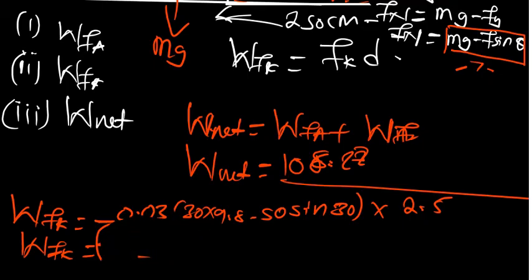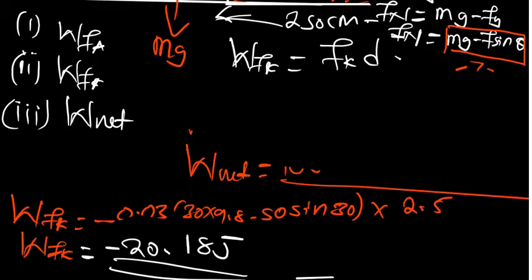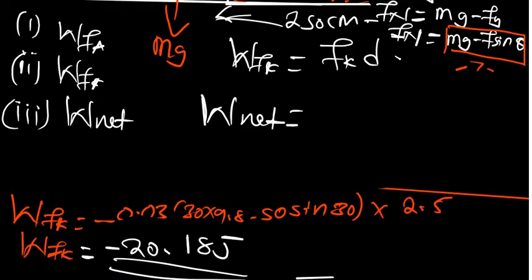So 20.18 joules is going to be my work done by the friction force. Now to find the work net, this is where you need to be very careful. The work net is the addition of the work done by the applied force plus the work done by the friction force. You know that the work done by the applied force was 108.23, plus this is going to be negative, so negative 20.18 joules.